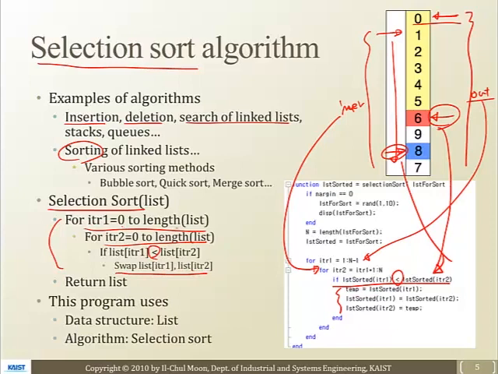Actually, you can run the outer loop from 0 to length and the inner loop 0 to length, but it would be faster to have this ITR plus 1. It doesn't matter whether it runs from 0 or from ITR plus 1. In the big picture, it doesn't change the order of n squared logic, and even though we search from 0, it doesn't swap because it was already covered from 0 to ITR in the inner loop. So this program uses the data structure list, and the algorithm is the selection sort.